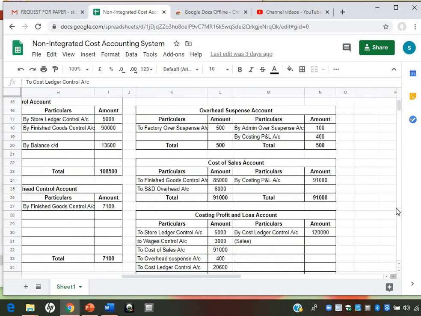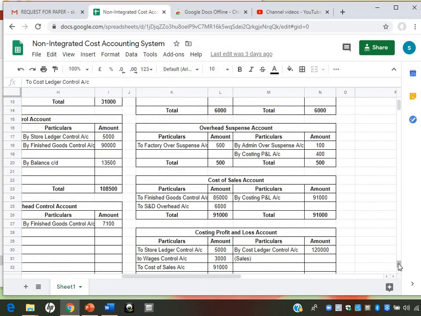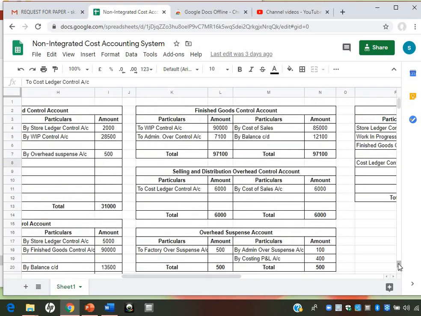Some more ledgers I have prepared here for all. You see finished goods control account, so 90,000 from the administrative, then we put more expenses administrative and become cost of sales. And we have just here given in the question that the amount is 85,000. It means still we are having some goods which is in pipeline of rupees 12,100. And selling and distribution, there was no difference on actual and estimated or absorbed overheads, that's why this account is balanced.